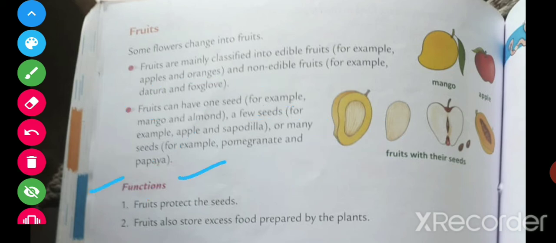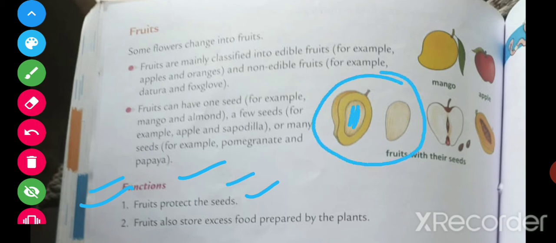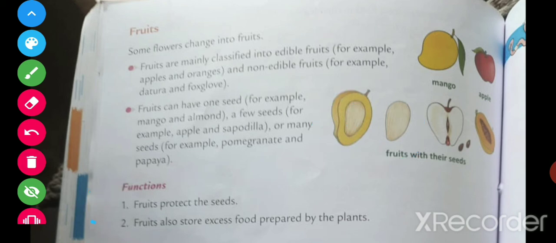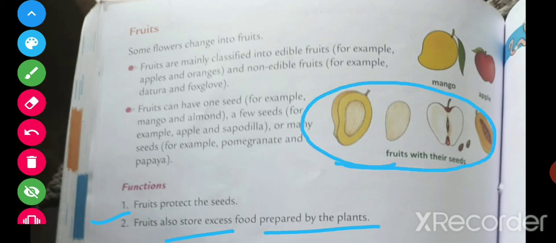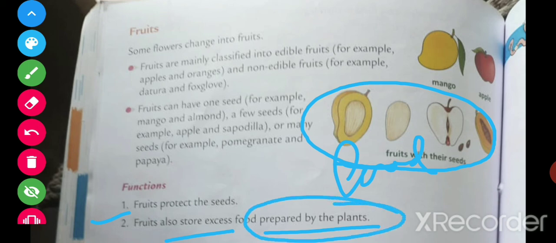Now we read about functions of fruits. Fruits protect the seed. Fruits do what? They protect whom? The seeds. We are seeing these pictures. Here is a seed. Who protects the seed? Fruit. Next, fruit also stores excess food prepared by the plants. Excess means more food. When plants make more food, they store it.